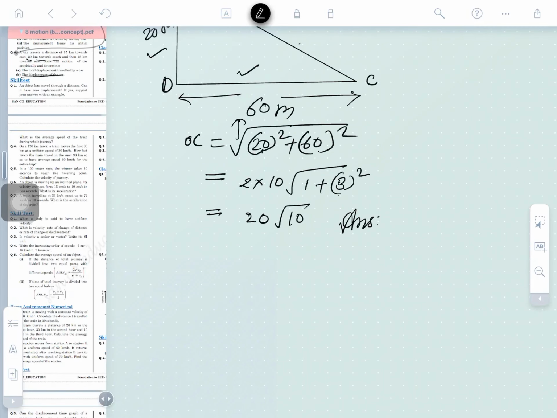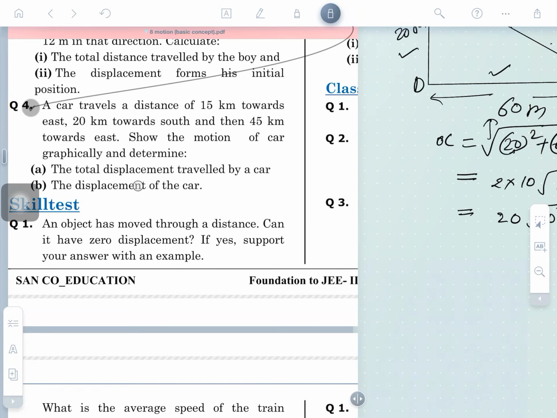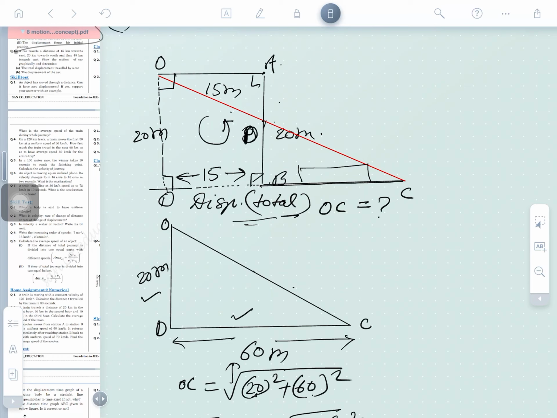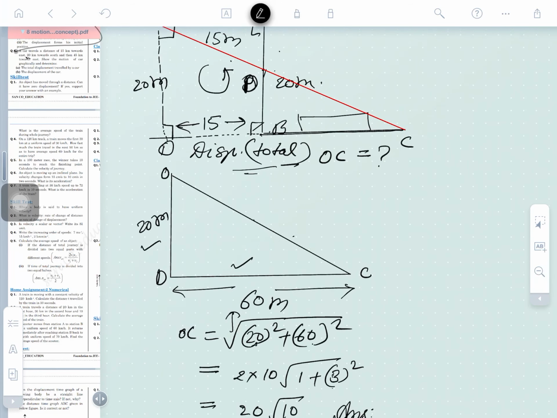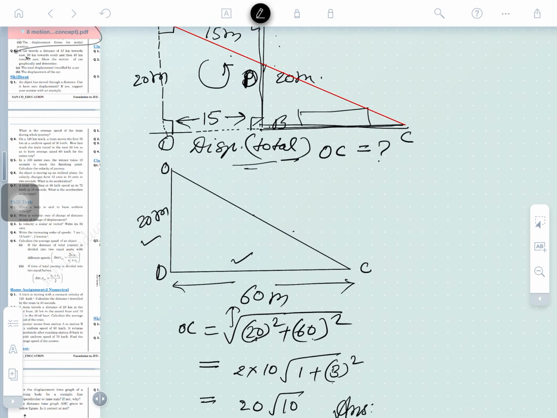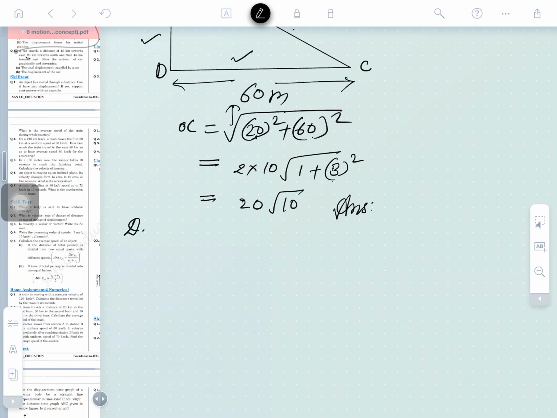Distance and displacement. There is a mistake here: one of them is the distance, not both are distance or displacement. Okay, so can you tell me what the distance is? Obviously you will first add this plus this plus this. What is the sum of them? 15 plus 20 plus 45. Your answer will come here. The distance is 15 plus 20 plus 45.